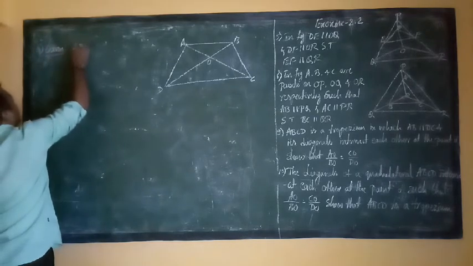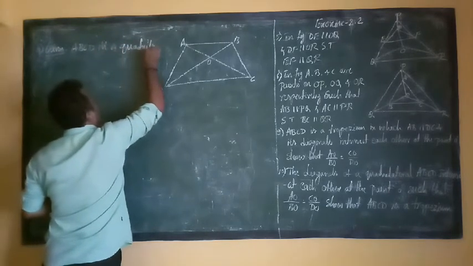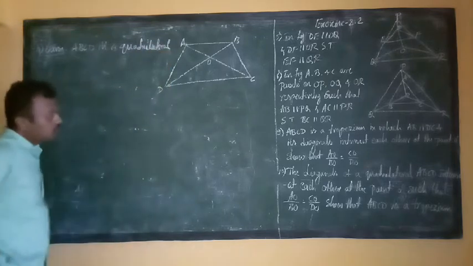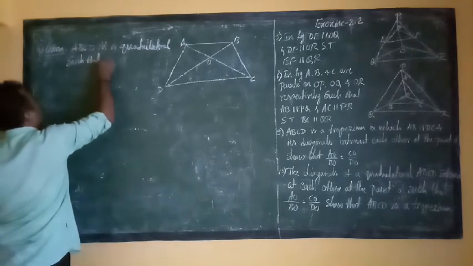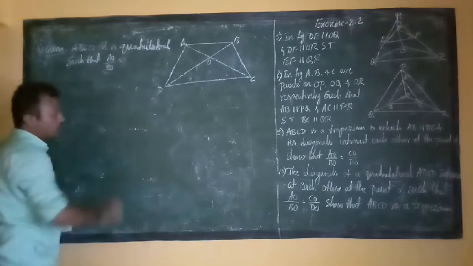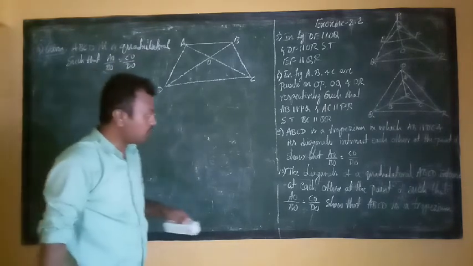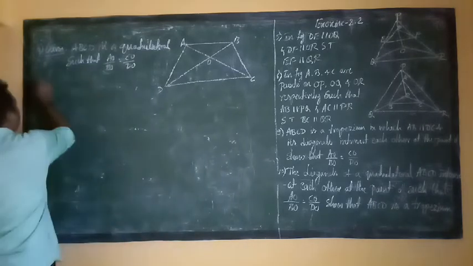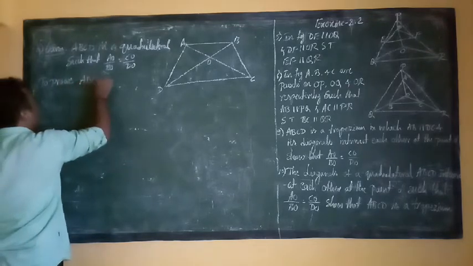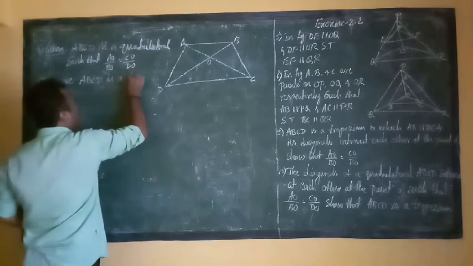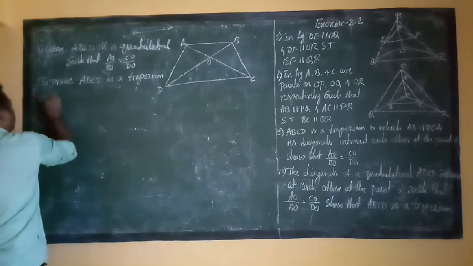What is the given? ABCD is a quadrilateral. Right. And then AO by BO is equal to CO by DO. Okay. Now show that ABCD is a trapezium. To prove: ABCD is a trapezium. So a small construction I am doing.